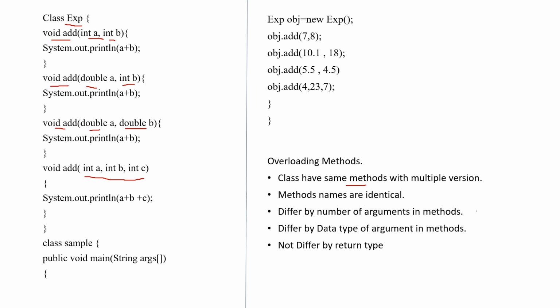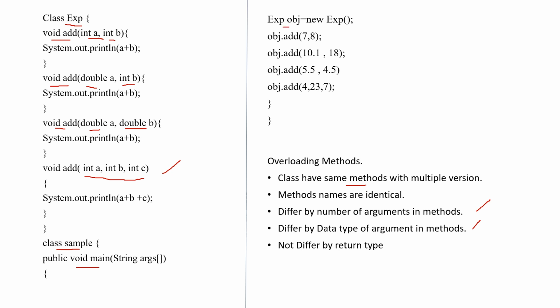They differ by number of arguments, differ by data types, but not by return type. All methods have the same return type, void. Okay. How is it possible? We have the main class sample, public static void main.